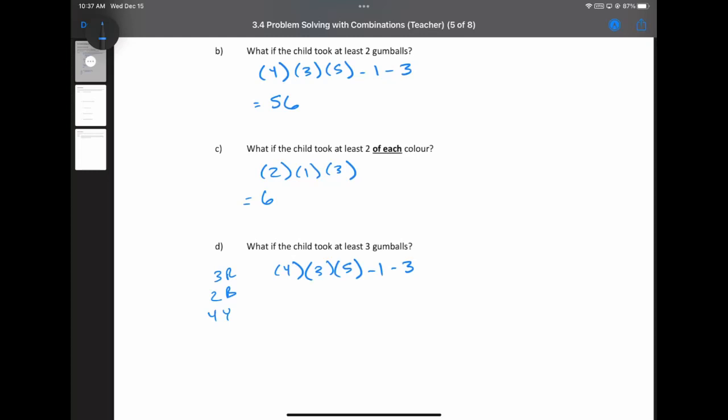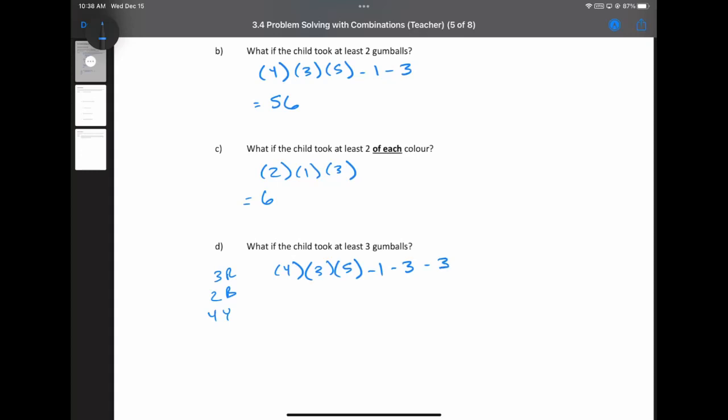Now here's the tricky part. How many ways could the child have taken 2 of the gumballs? Okay, now this is where you're going to actually have to think about this logically for a moment. If they've taken exactly 2 gumballs, I'm going to break it down into 2 categories. One category, they've taken 2 of the same color. The other category is they've taken 2 different colors. If they've taken 2 of the same color, that can happen 3 ways. They could either take 2 reds, 2 blues, or 2 yellows. So I'm going to subtract off 3 more cases.